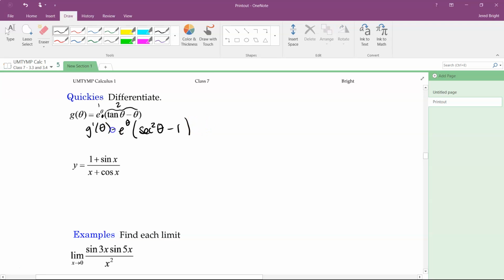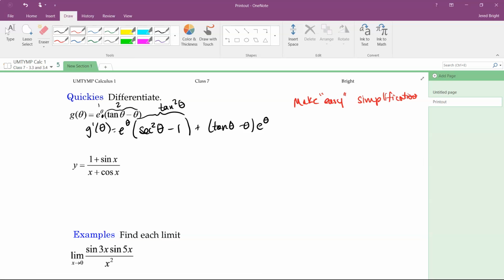Okay, and then that's 1d2 plus 2 tangent theta minus theta d1 e to the theta. Okay, and what I could say here is that this is the same as tangent squared theta, and I could rewrite it. Okay, kind of the rule of thumb here is to make easy simplifications. But don't overexert yourself like trying to factor. You could factor out a theta and make it look prettier, but your call. Okay, but my rule of thumb is make easy simplifications.